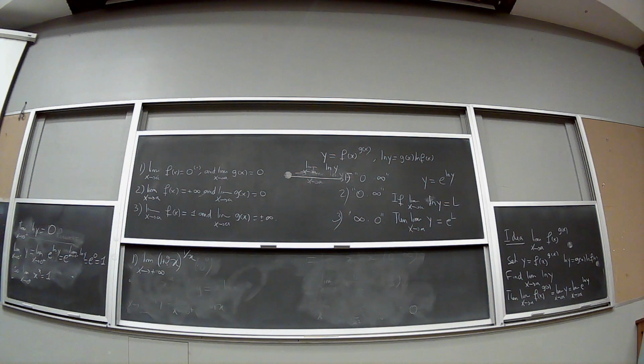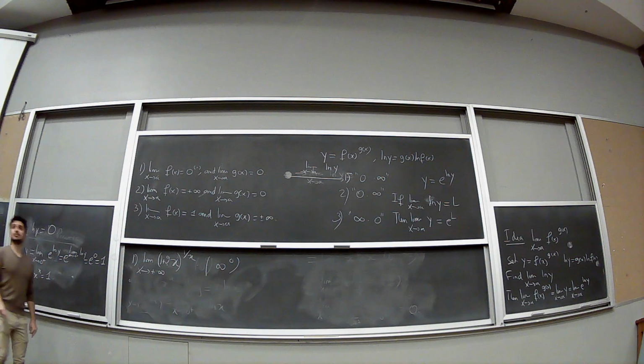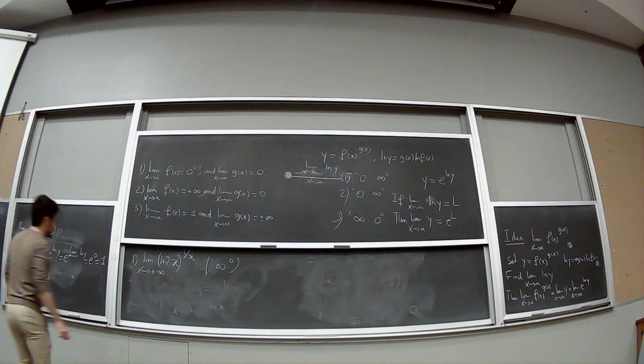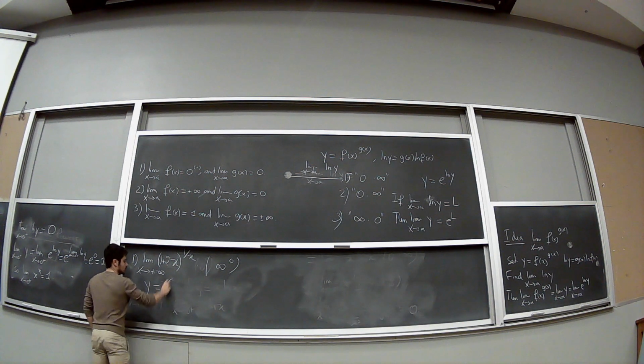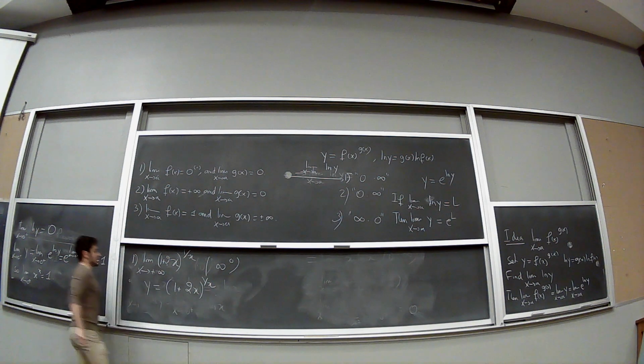Great. Now first of all, what do I do? I plug in. 1 plus 2x goes to, everybody, plus infinity. 1 over x goes to 0. So I have an infinity to the 0. Okay, this is infinity to the 0. Now, what can I do here? What should I do? Let's look at the board on the right-hand side. I set y equal to 1 plus 2x to the 1 over x.